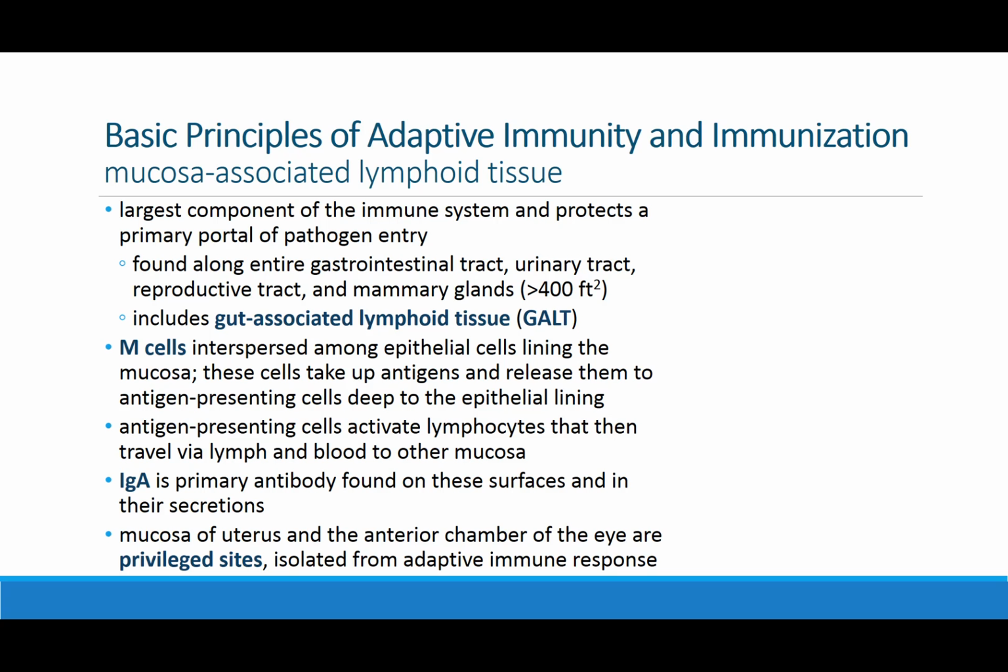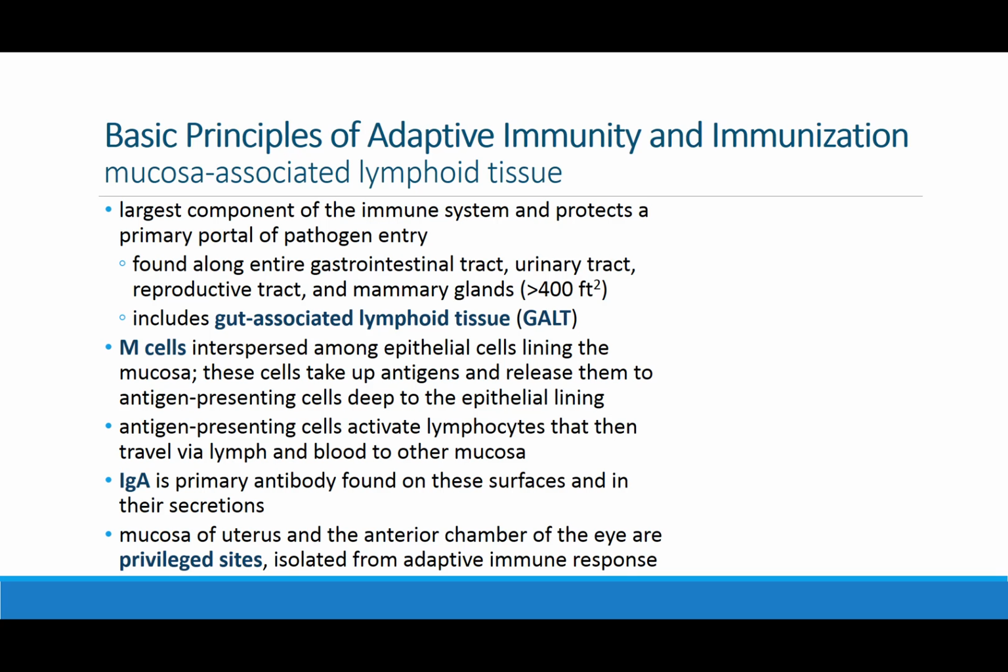So the antigen-presenting cells will activate lymphocytes, as we've already talked about, and then those lymphocytes can travel via blood and lymph to other mucosa. So if you get an infection in one region, then the other mucosa will also be protected. IgA is the primary antibody that's found on these surfaces and in the secretions that are produced by these surfaces. We're talking now again about all the MALT surfaces.